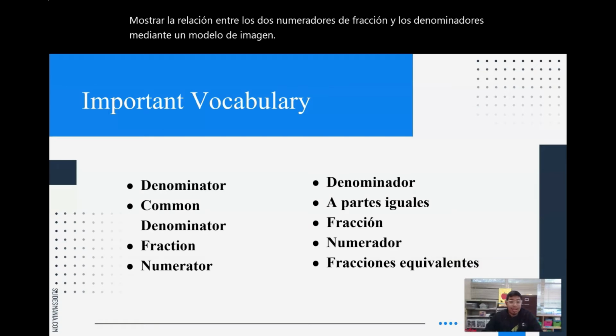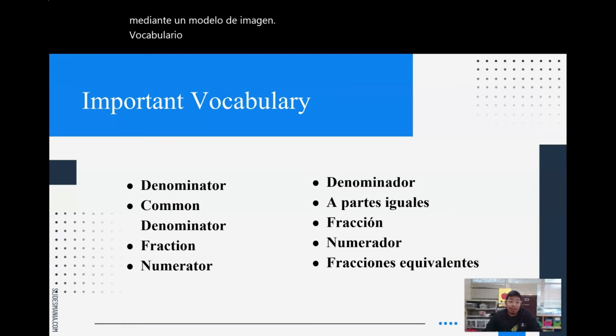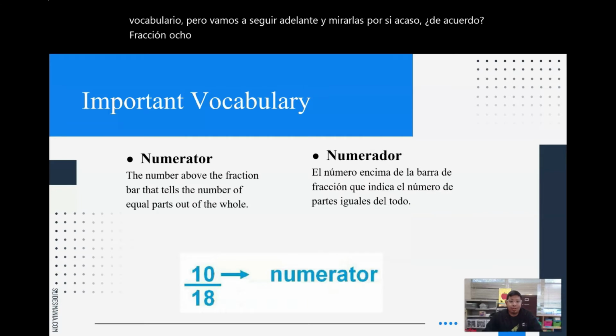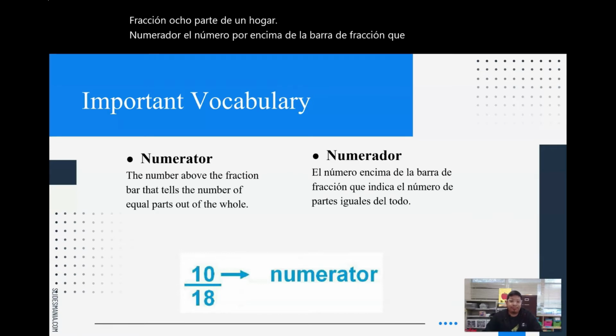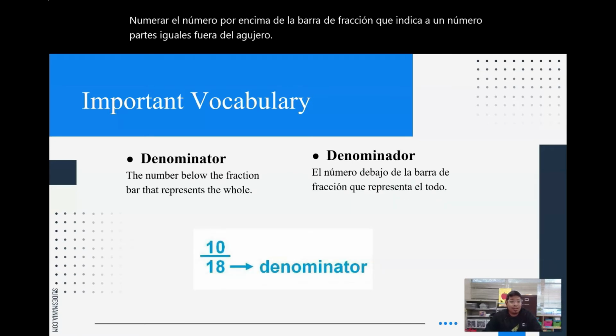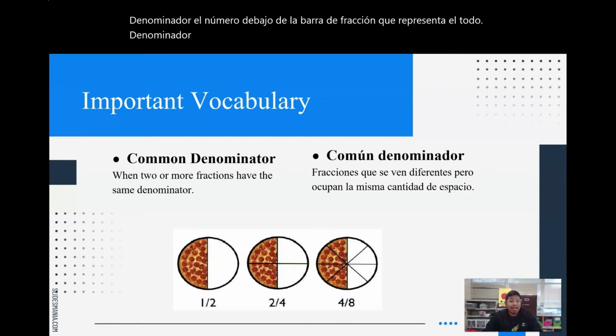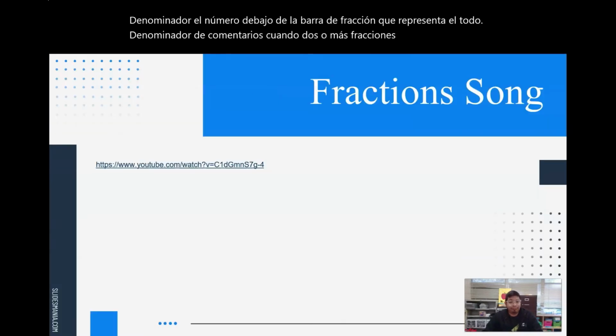Important vocabulary. Remember, we already learned these vocabulary words, but let's go ahead and look at them just in case, okay? Fraction, a part of a whole. Numerator, the number above the fraction bar that tells the equal parts out of the whole. Denominator, the number below the fraction bar that represents the whole. Common denominator, when two or more fractions have the same denominator.